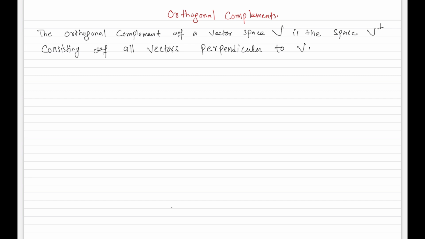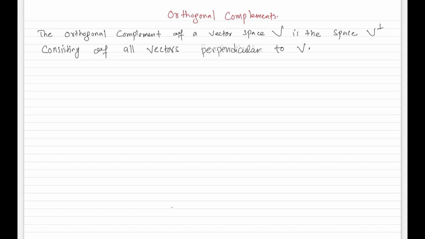So if we have this vector space V, and if it belongs to or is a subspace of this n-dimensional space, then the orthogonal complement, the V perp, will also be a subspace of this R to the power n dimensional space, right? This is the first point.